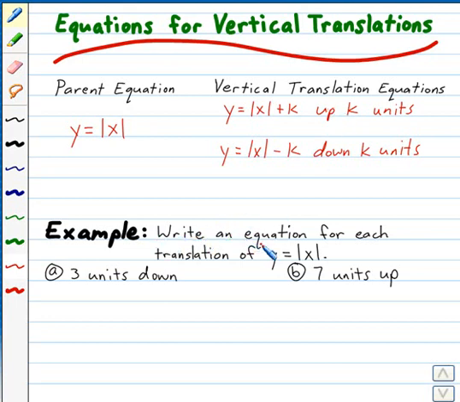Let's work through this example together. Here we want to write an equation for each translation of y equals the absolute value of x. Remember, that's the parent function, or parent equation. Go ahead and look at parts A and B and try to think of the equations that will match those two situations, and then hit the continue button when you're ready to start the problem with me.